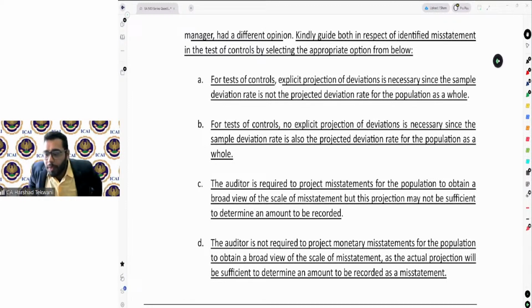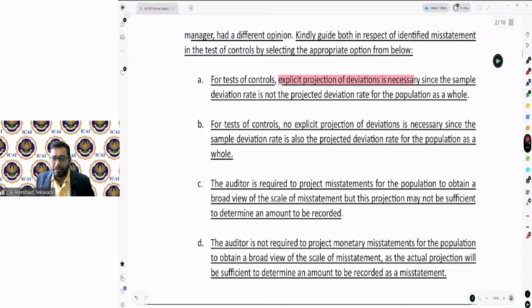Okay. Let us see. So, option 1. For the test of control, explicit projection of deviation is necessary. That is wrong. I do not need projection for the test of controls. That is incorrect. Explicit projection is not necessary. Hence, option 1 is not correct. I'll not choose option 1.